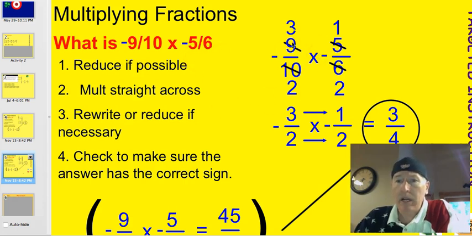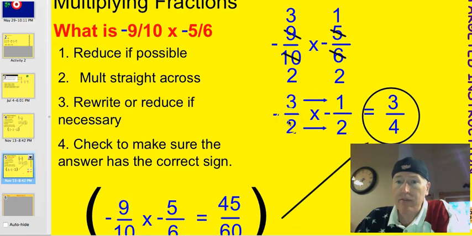All right, well, I set it up: negative 9/10 times a negative 5/6, and you can see that I've already crossed out some things here. I've reduced. I divided the numerator here by 3 and the denominator by 3. And over on this side, I divided this numerator by 5 and this denominator by 2. So when all my reducing is done, I'm looking at a negative 3/2 times a negative 1/2. Multiply straight across, you have a negative 3/4.